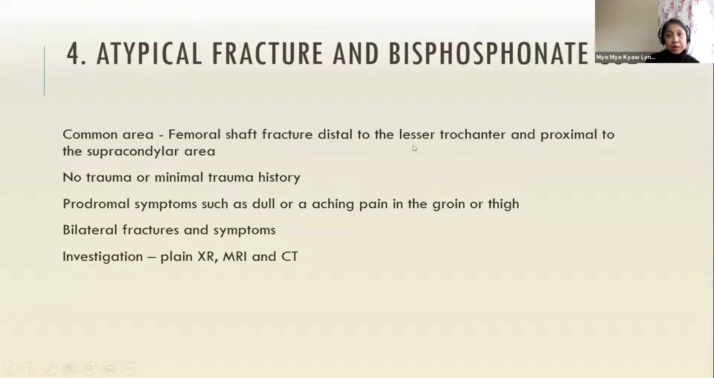Again, regarding atypical fractures and bisphosphonates, the most common area is the femoral shaft. Sometimes they recall a trauma history, sometimes they don't. They might say it's just a dull aching pain in the groin or in the thigh. In the community you can easily request an X-ray. The problem is that there is not a lot we can see on X-rays. Ideally, this patient needs an MRI, and if they have any metallic implants, they can have a CT of the bone.